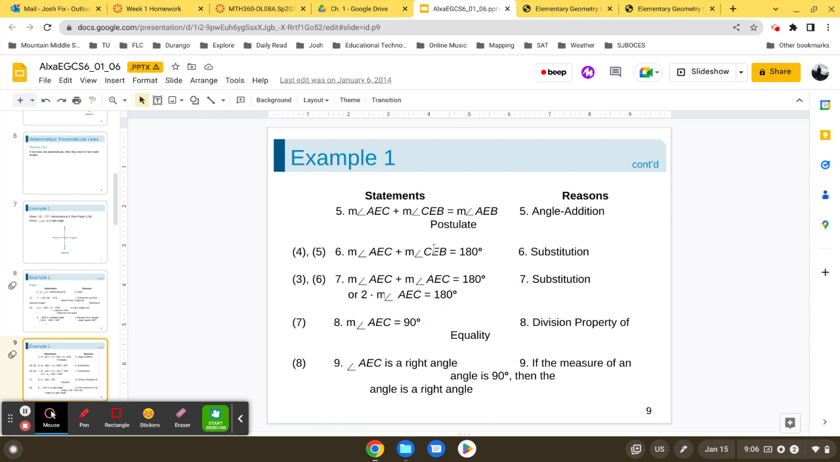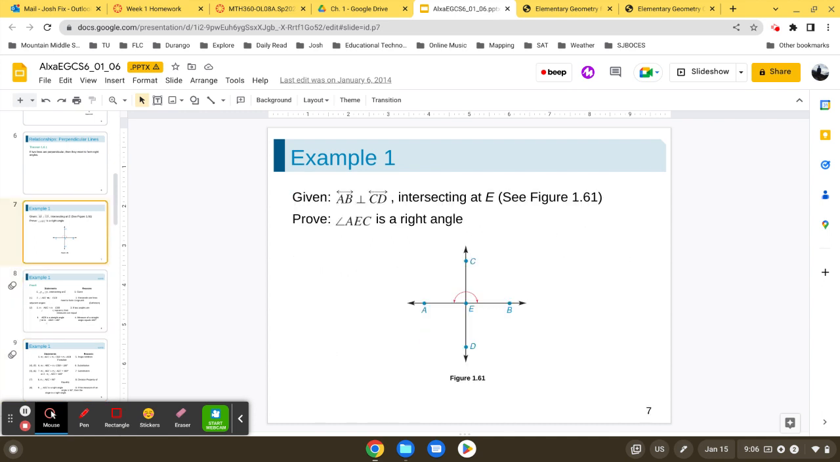At that point, we can start substituting. So we can say the measure of AEC plus the measure of AEC adds up to equal 180. Since they're equal, we can substitute and start building our way up. Then we can say by the division property that the measure of AEC is 90. And since it's 90, we can say it's a right angle. We're getting to the spot where what we were trying to prove was that angle AEC is a right angle, by walking through this scenario.